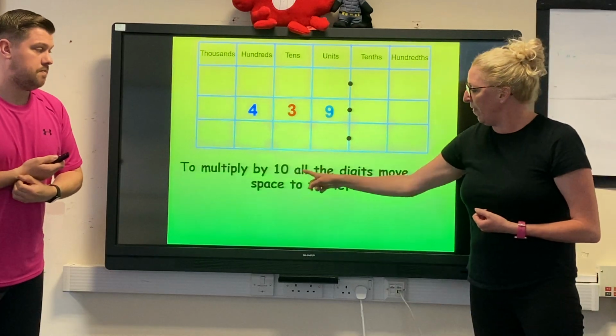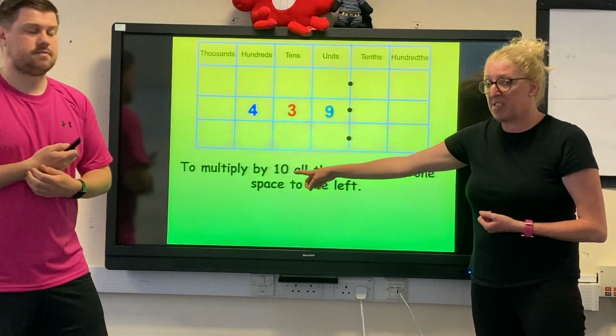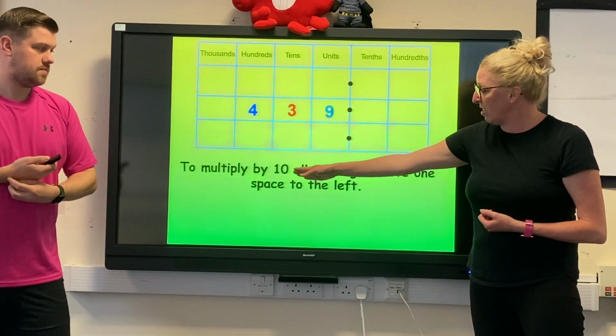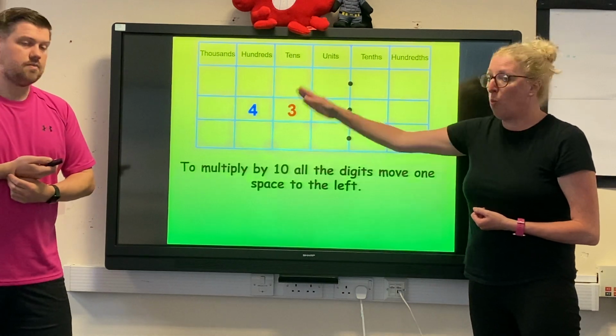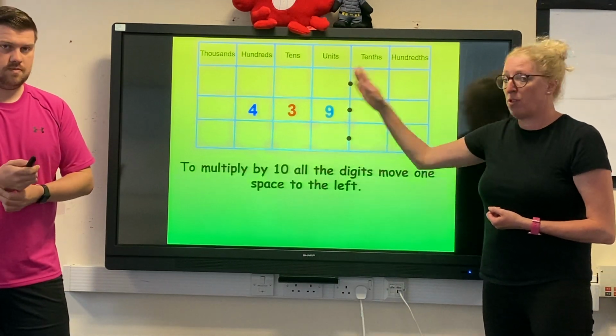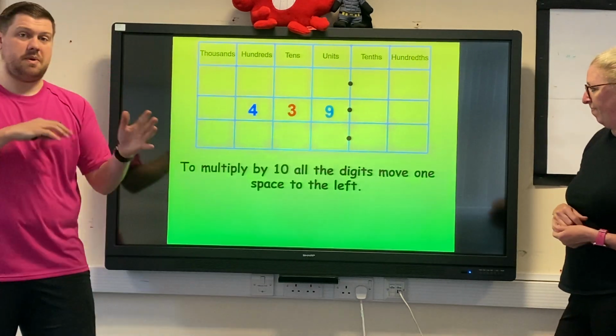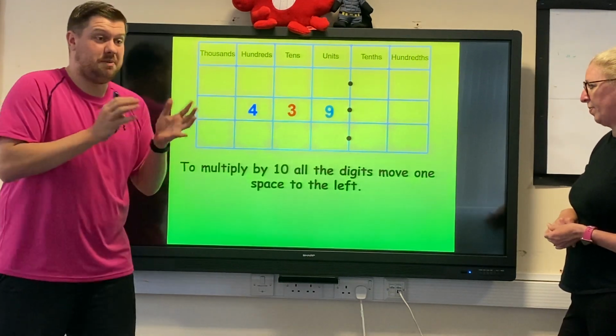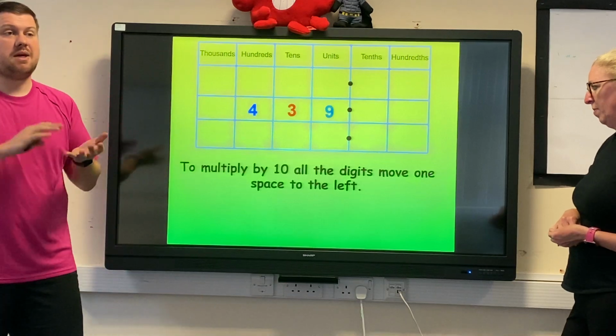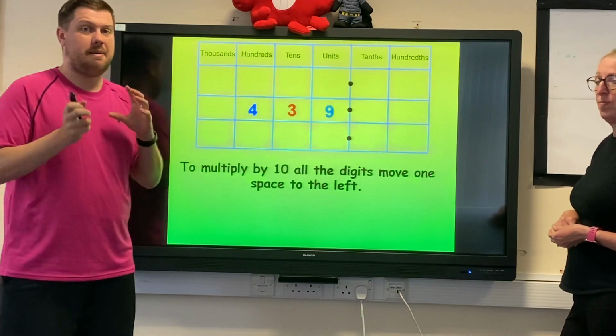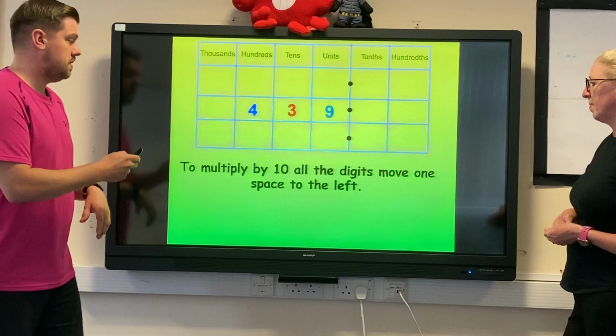And remember, look at this number 10, think about the number of zeros. Number 10 has got 1 zero, so you move it one place, either to the left or the right, depending on whether you're multiplying or dividing. And you'll see later in this video when we look at dividing by 100, it'll be 2 jumps and 1,000 3 jumps, depending on how many zeros are in that number.